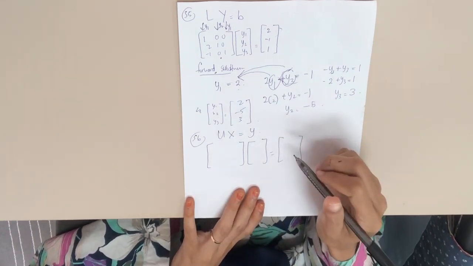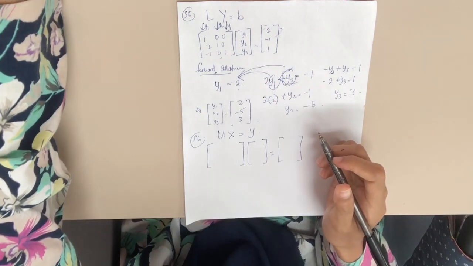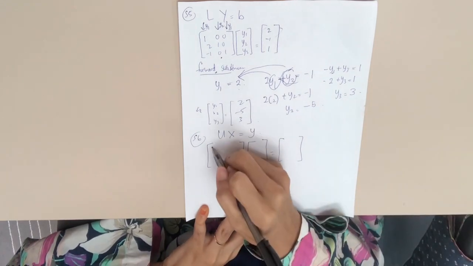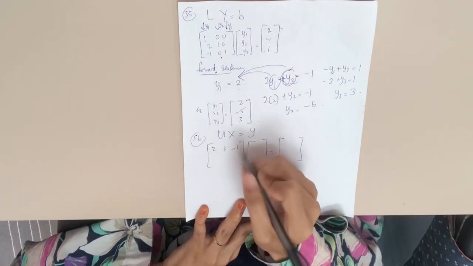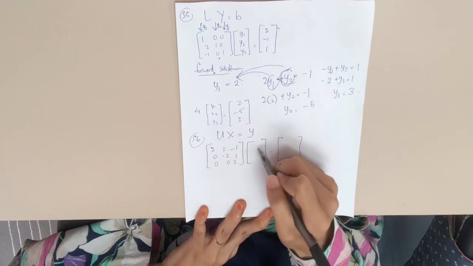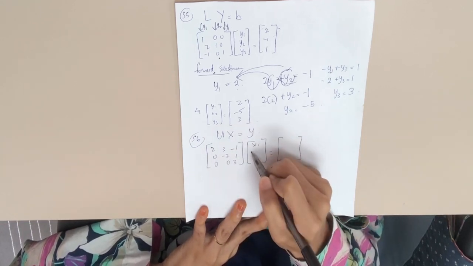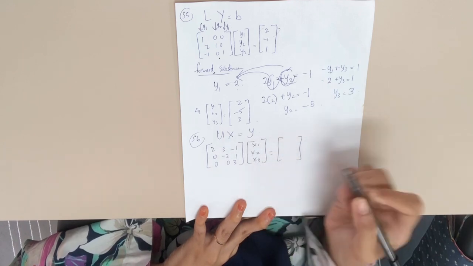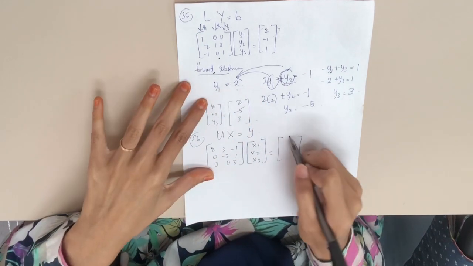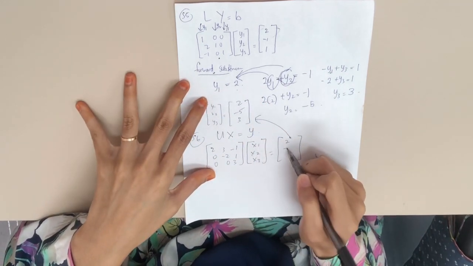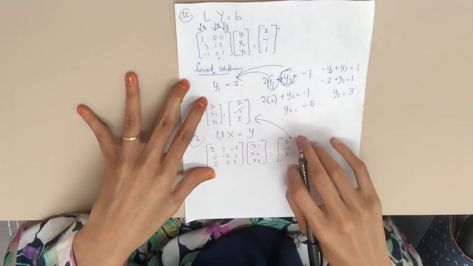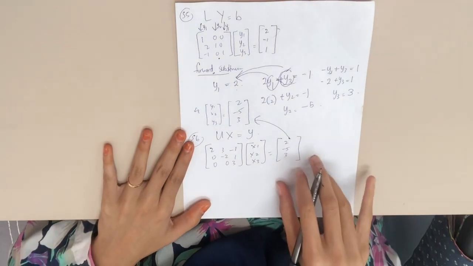So what is your matrix U just now? Where is matrix U from before? Okay: 2, 3, negative 1, 0, negative 2, 1, 0, 0, 3. And matrix X here is X1, X2, and X3. How about Y? Y is the value that you get here: 2, negative 5, 3. So if the value of Y is wrong, it will affect things here. So this is your matrix Y.